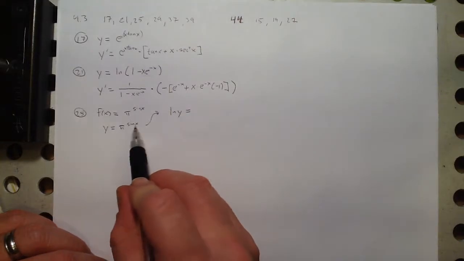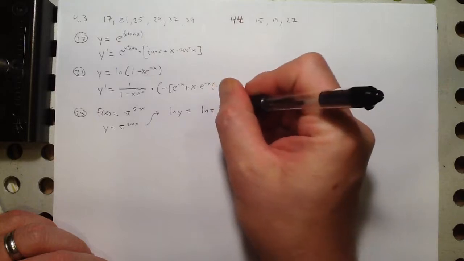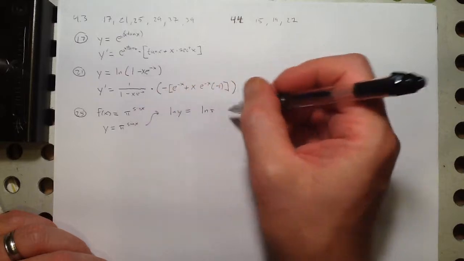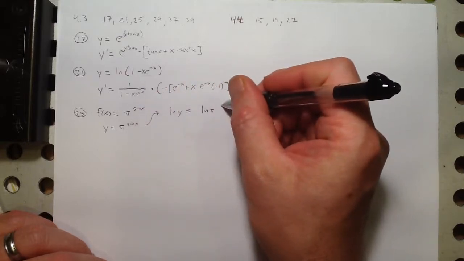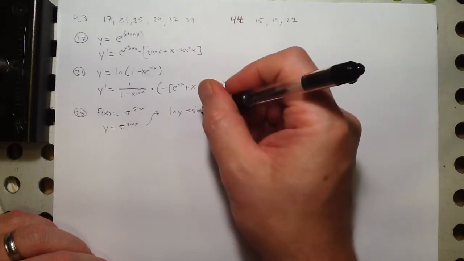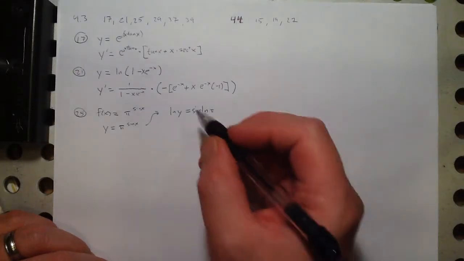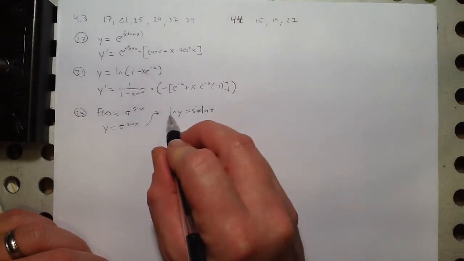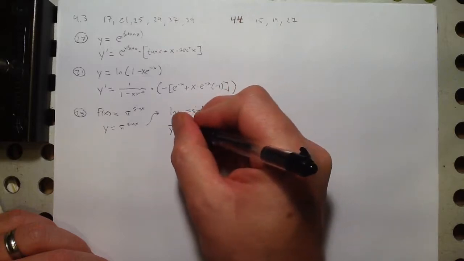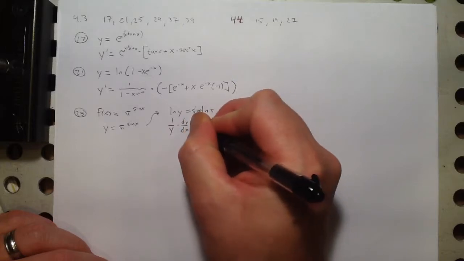So let's see. The natural log of pi to the sine x is the natural log of pi to the sine x. Now the reason we do logarithmic differentiation is because we have a logarithm rule that says whatever that exponent is, you can bring that to the outside here. So I can rewrite that like that. And now take the derivative. So the derivative of natural log y, derivative of natural log of anything is 1 over that thing, times the derivative of what's inside. Derivative of y is dy dx.